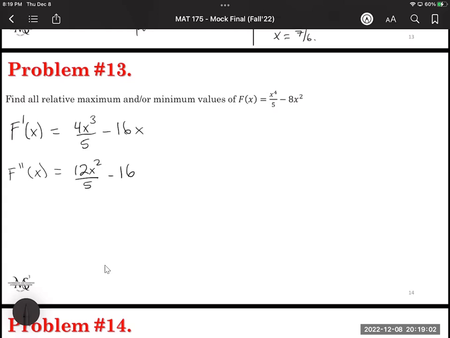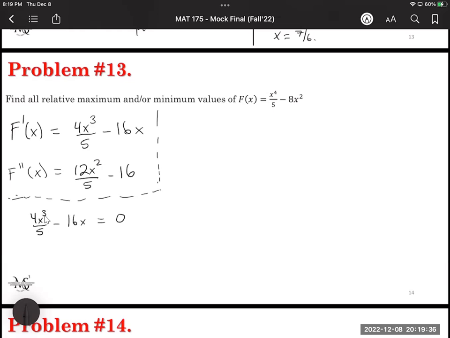Okay, so now we go ahead and find our critical values. If you want to find your critical values, you set the first derivative equal to 0, just like what Ms. Chen mentioned in the chat. So I'll start from the bottom here. What we have is 4x cubed over 5 minus 16x equals 0.